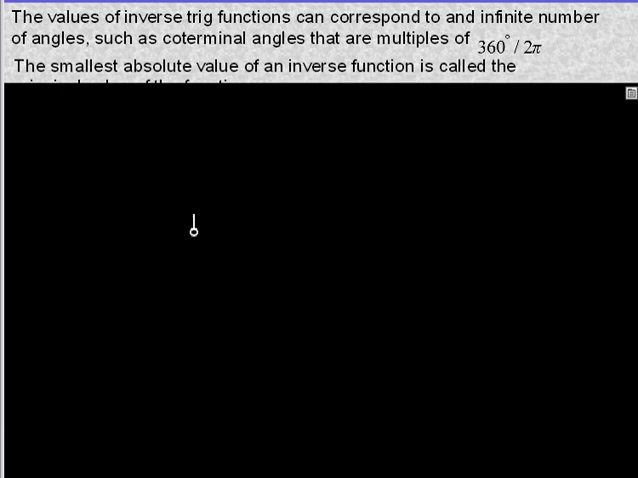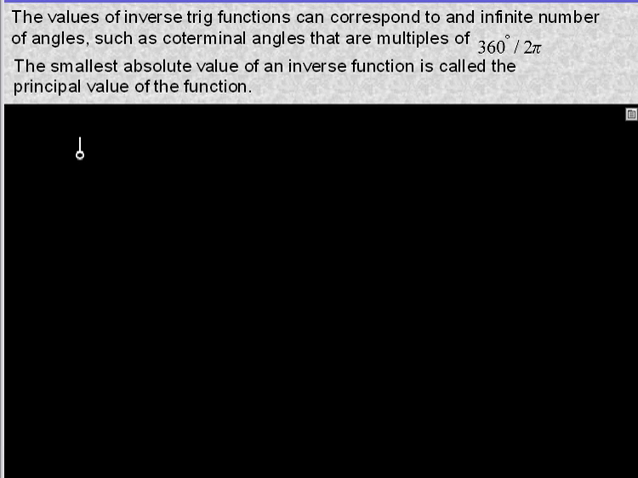So the values of inverse trig functions can correspond to an infinite number of angles, and we talked about that the first day. You can find your base angles and then add 360 and subtract 360 an infinite number of times, and you can get an infinite number of answers. So we looked at finding answers between 0 and 360 or 0 and 2 pi, and negative 360 and 720 or negative 2 pi to 4 pi. Today we're going to find one answer.